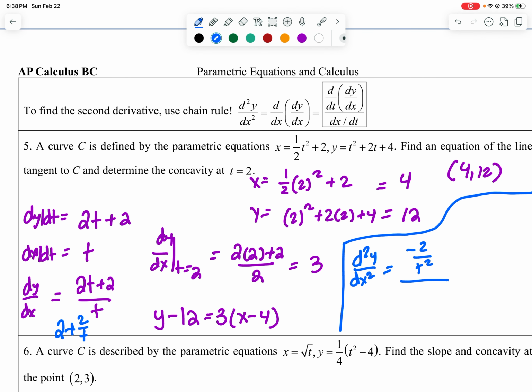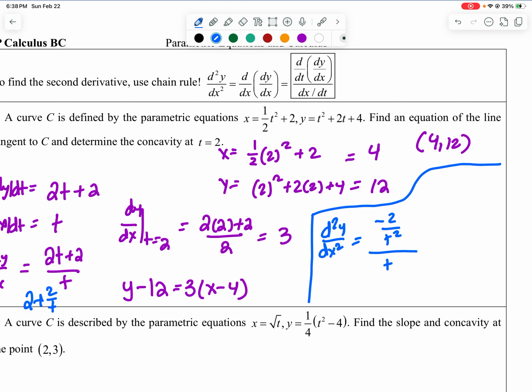And then we want dx dt. We already know what dx dt is. That's t. So if I simplify this, I get negative 2 over t to the third. And then to determine concavity at 2, I'm going to plug in 2, and that gives us negative 1/4. Since negative 1/4 is less than 0, we know that our concavity here is going to be concave down, since my second derivative is less than 0.